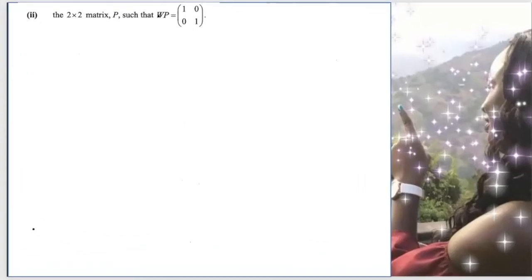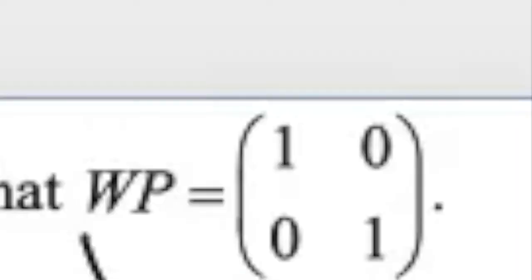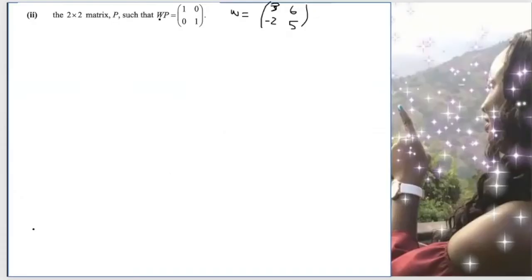For the next question, we have a 2 by 2 matrix P that we need to find, where WP is equal to 1, 0, 0, 1. Now, W was given in the first part of the question, where we have W to be 3, negative 2, 6, and 5. P is what we're trying to find, but we have it being equal to 1, 0, 0, 1. Now, 1, 0, 0, 1 is actually the identity matrix, which we get when we multiply the matrix W by its inverse.